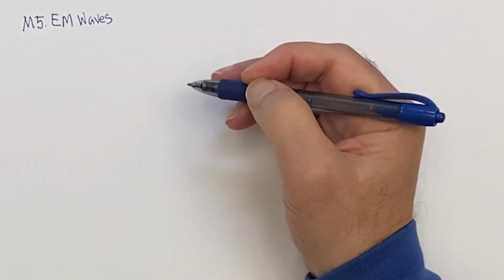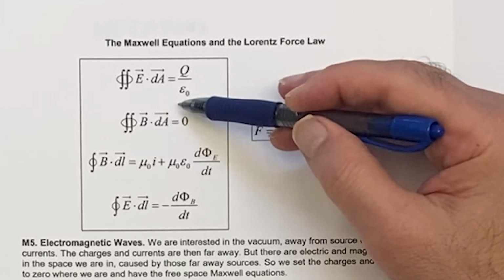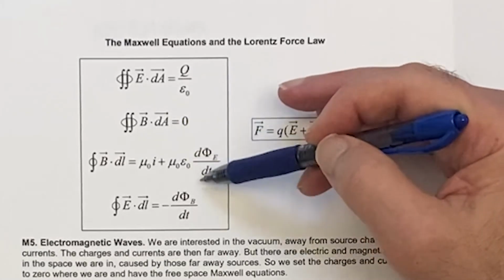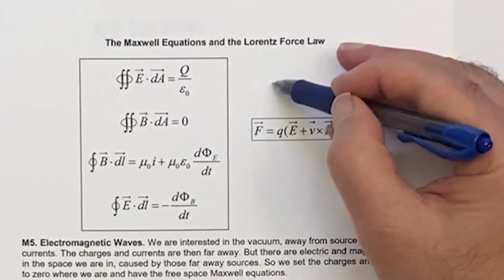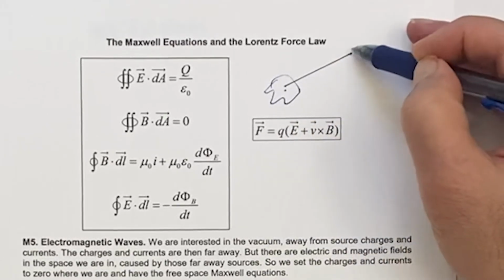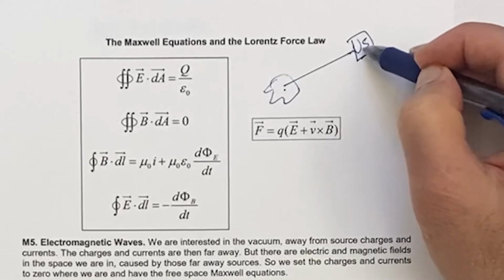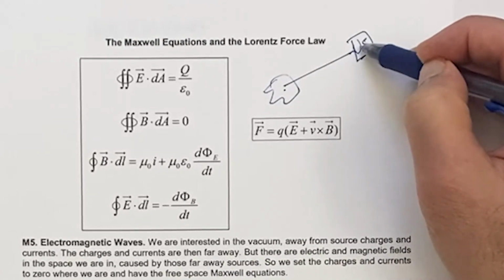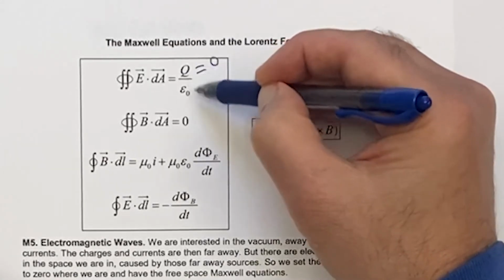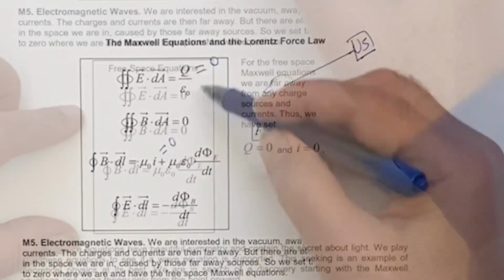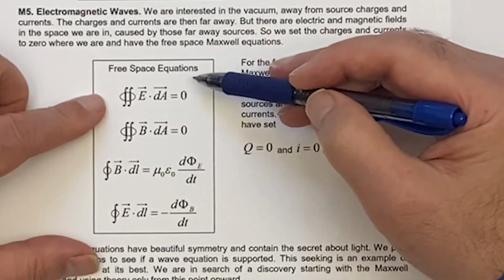Now let's look at those Maxwell equations once again. What we're interested in is to be in space, far away from the charges, where you just have the fields. So you have the currents and the charges somewhere here, but then we're going to be over here, where there are no charges and currents, just the fields. They're called the free space equations, and what you do is you set Q to be 0, and you set the current to be 0, and look how it simplifies. You just have these two pieces, the free space equations.